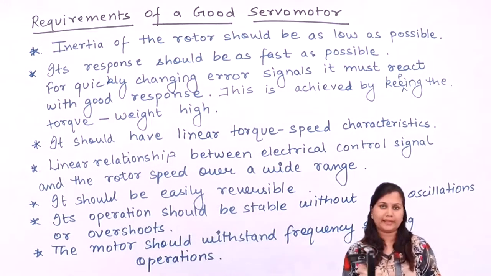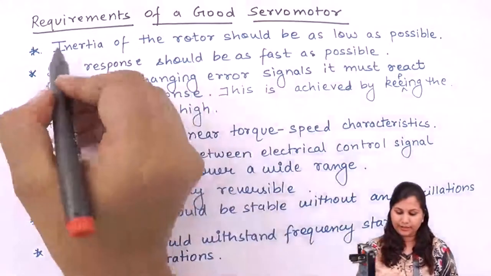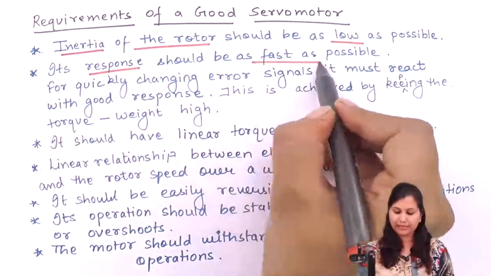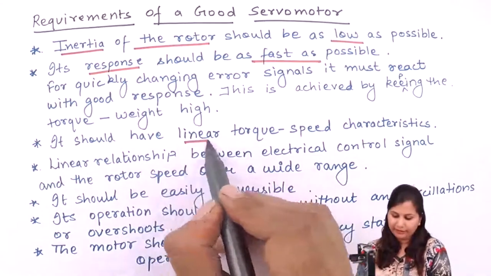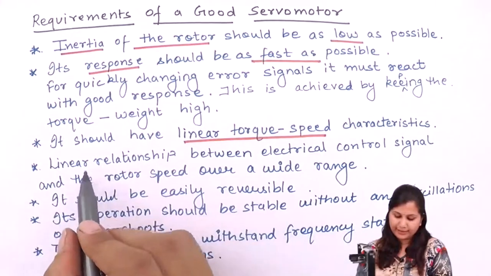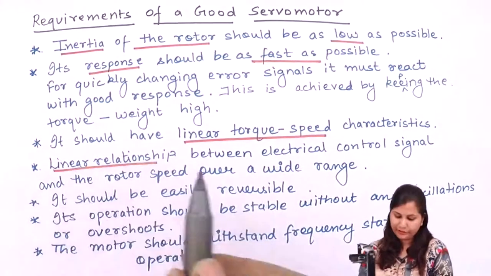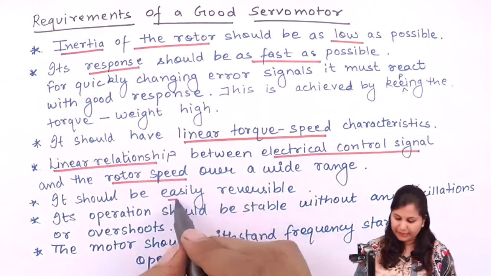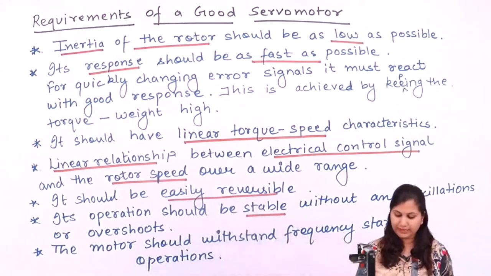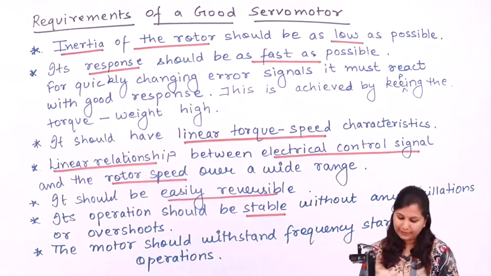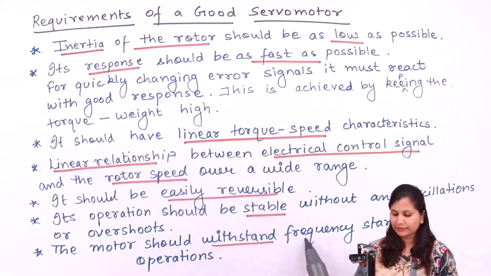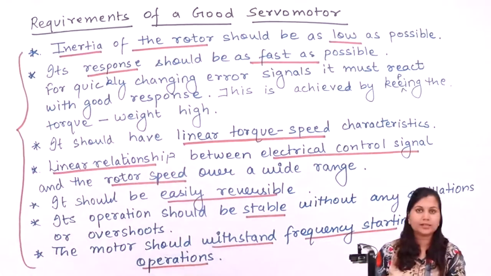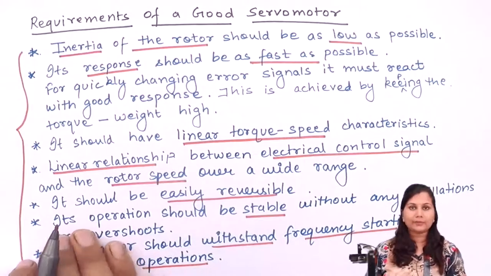Okay, so let's summarize the requirements of a good servo motor. First, the inertia of the rotor should be as low as possible. Second, its response should be as fast as possible. Third, it should have linear torque speed characteristics. Fourth, the servo motor should have a linear relationship between electrical control signal and the rotor speed over a wide range. It should be easily reversible and its operation should be stable without any oscillations or overshoot. And last, the motor can withstand frequent starting operations. Okay, so these were the requirements of a good servo motor. Now let's study the types of servo motors.